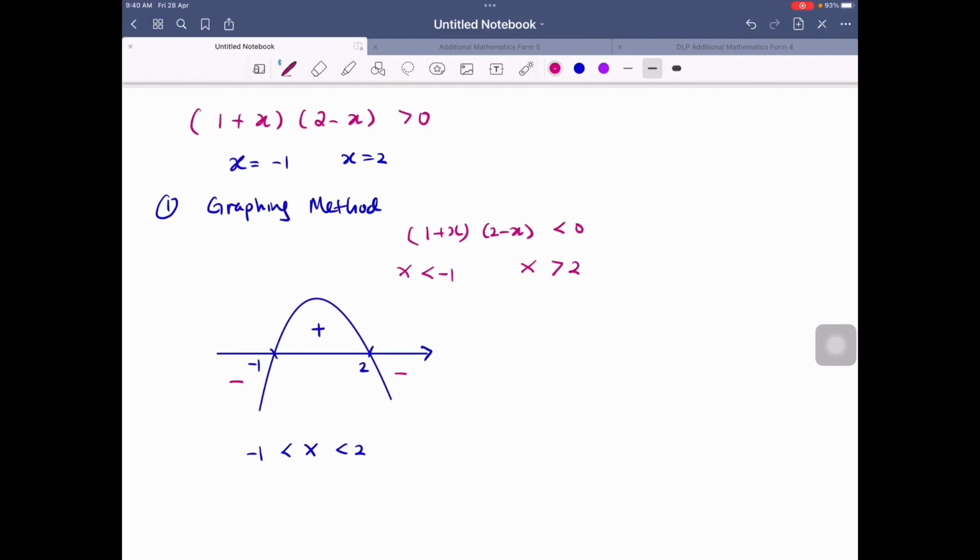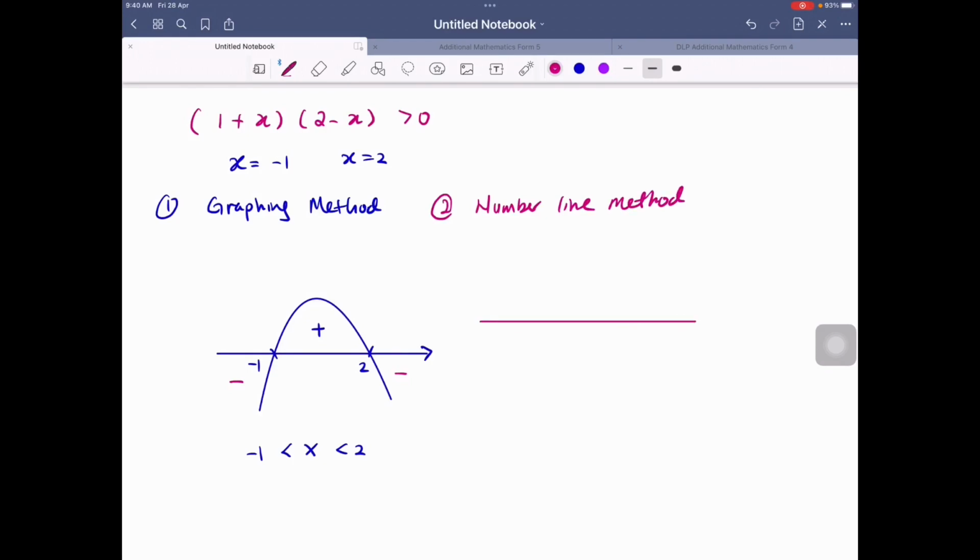Now the same question again, I repeat with the number line method. For the number line method, we have to be very careful. Second, number line method. Still draw the number line, labeled with negative 1 and 2. For 1 plus x, the root is negative 1. Greater than 0, so the arrow will always go to the right. But when it comes to 2 minus x, the root is 2. Because this is 2 minus x, the arrow will go to the left, starting from here going to the left.